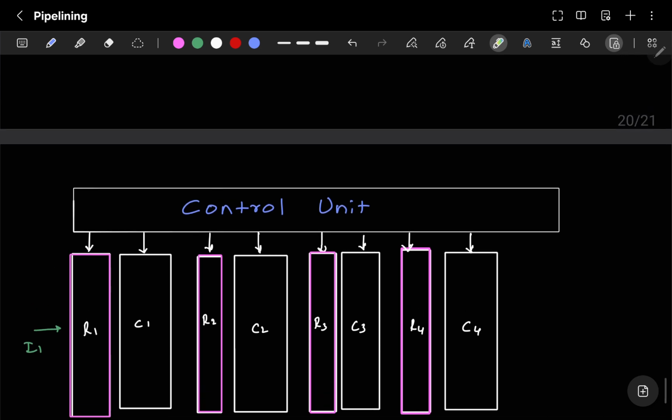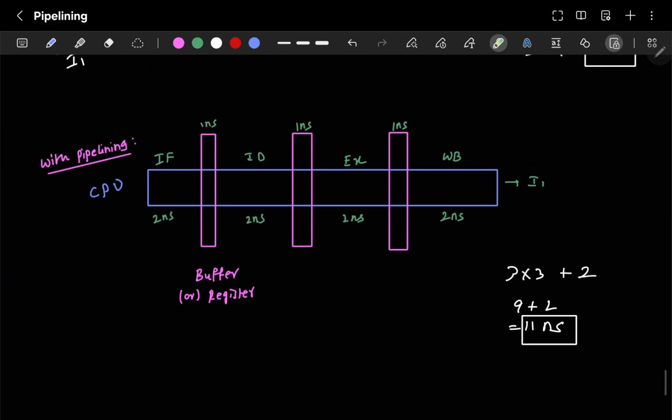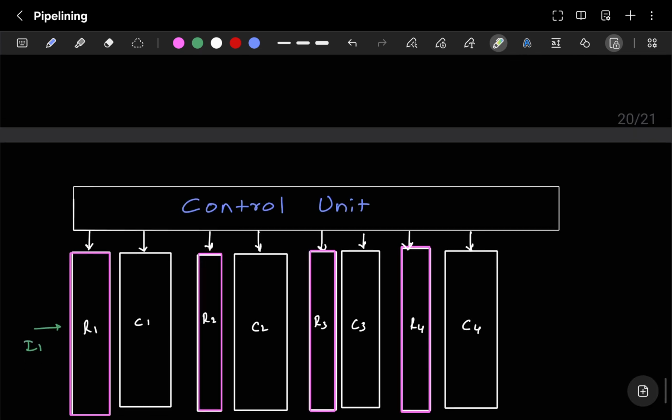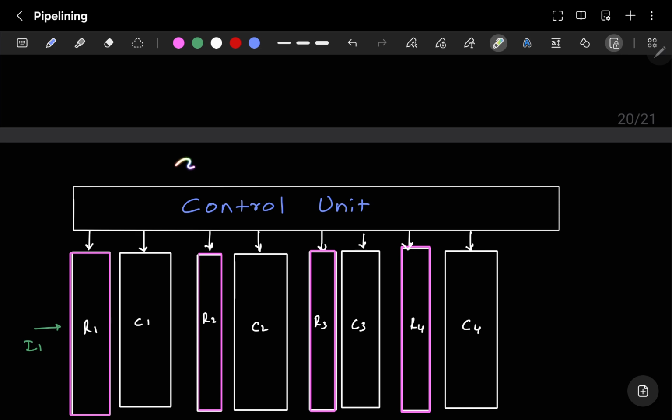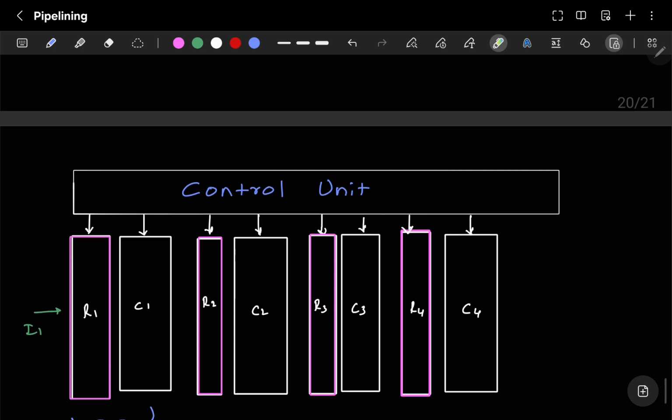So previously I had already explained that whenever we are constructing a pipeline, every stage should have a buffer associated with it. But I never told you what was the reason behind it. So here this is how the exact architecture looks like. The control unit is divided into functional units. This entire thing I'm calling a functional unit.